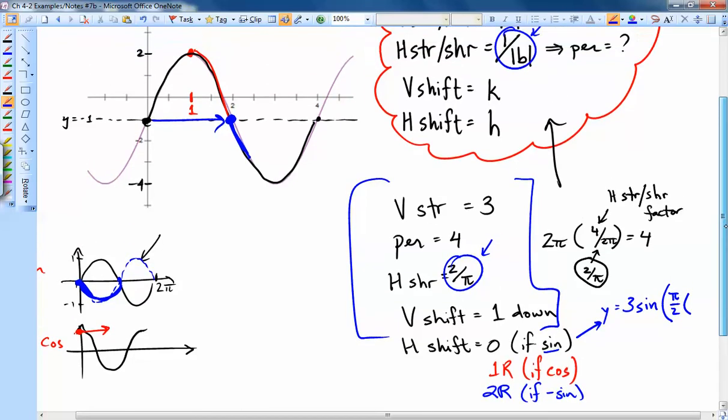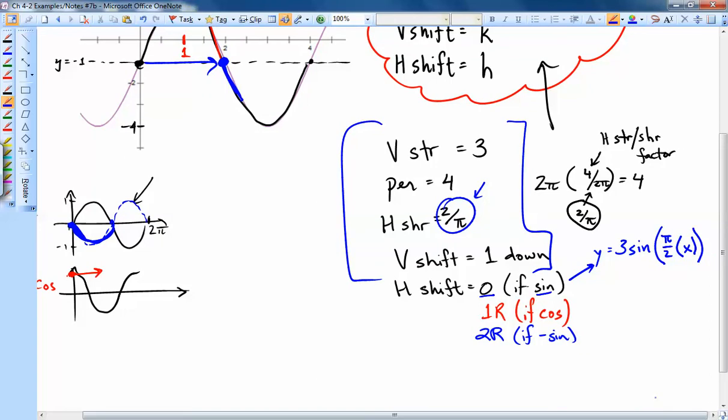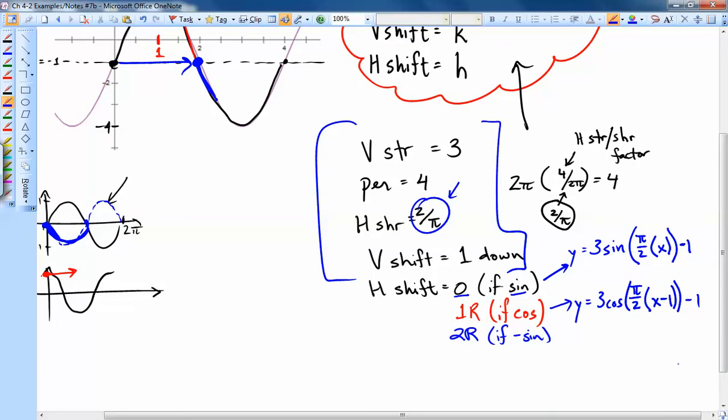And then what's my h? If I'm working in sine, it's 0. So it's just going to be x minus 0, which is just x. And then I've got to shift it down 1 unit, so minus 1. So that's the first version. You could have done it with the cosine instead, and you get almost the same thing. You get y equals 3 cosine. That pi over 2 doesn't change. But now I'm shifting it 1 unit right to get the cosine version, and then 1 unit down also.